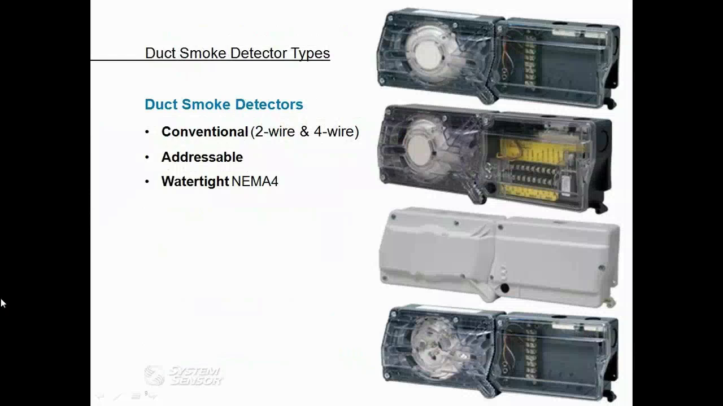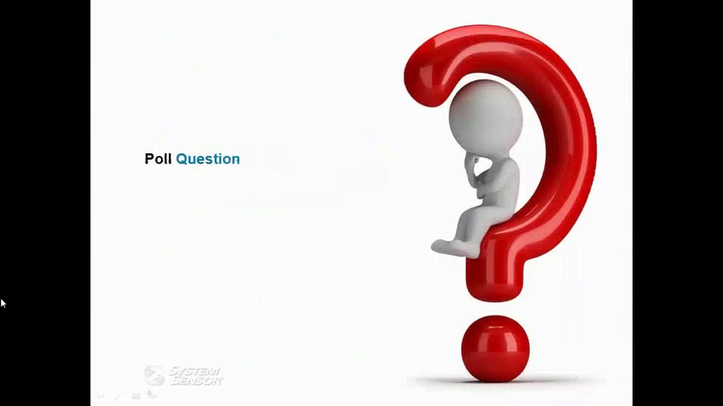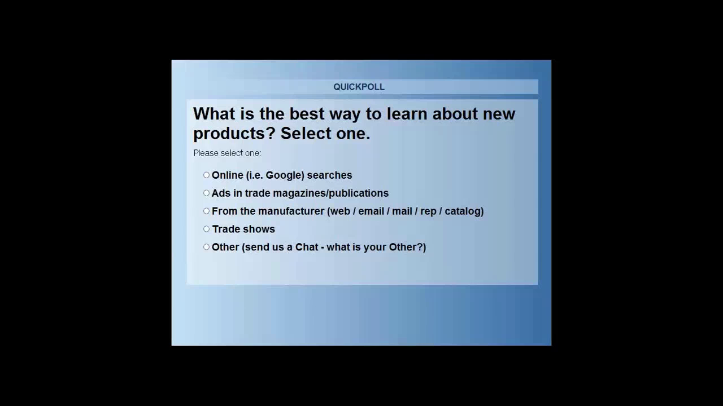Addressable detectors are designed to work with a fire alarm control panel. They are designed to communicate a specific protocol and have a unique address that is shown at the fire alarm control panel if it were to go into an alarm or trouble condition, and that allows you to easily locate which detector has gone into alarm. Finally, watertight models are also available. They're available in both conventional and intelligent varieties, and this just allows flexibility to install duct smoke detectors in a wider range of applications.